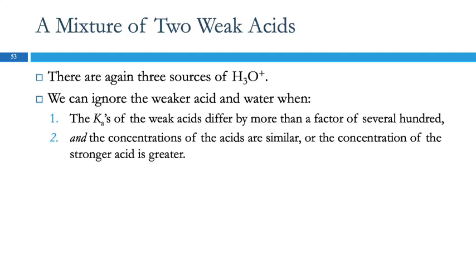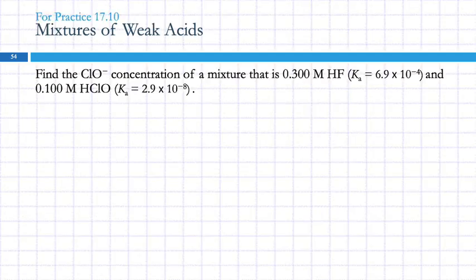Right? So if the Kas are very different and the concentrations are similar, or the stronger acid is higher in concentration, then we can ignore the weaker acid. Okay, so let's look at this one. Find the ClO minus concentration of a mixture that is 0.300 molar HF and 0.100 molar HClO.